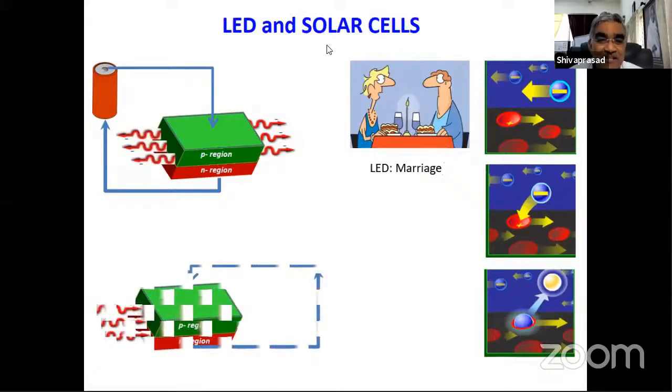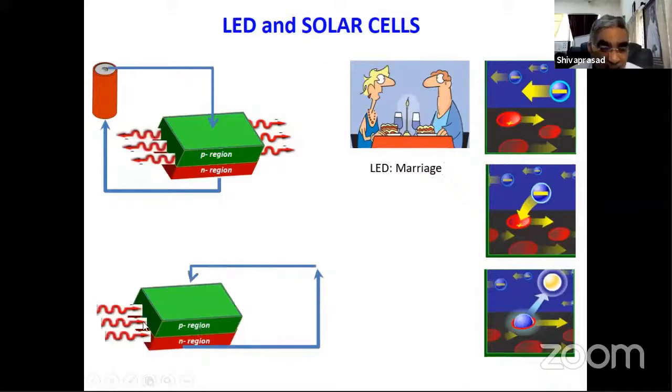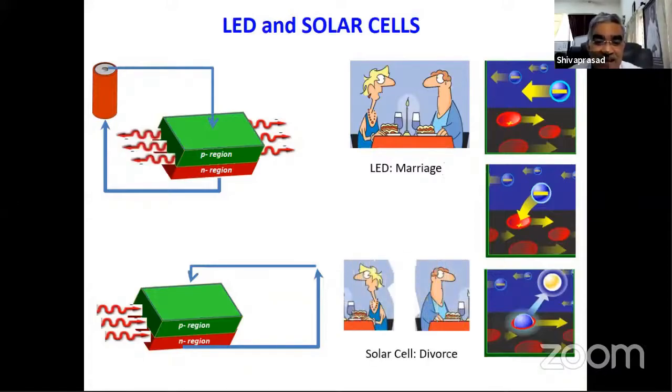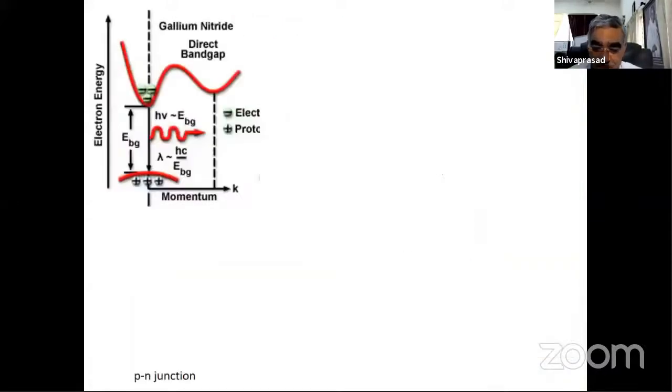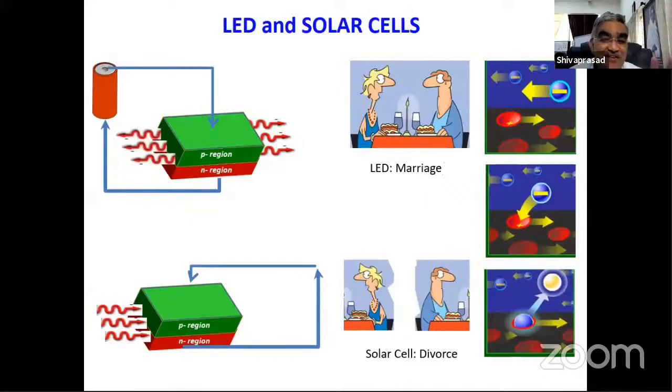So now you see, look at this material. Now this is that indirect band gap semiconductor. Now the light strikes and the current flows in this material. That means reverse of this. The electron and holes were sitting together. I separate them with excitation and I pull them out in different opposite directions. So then I get the current. And so this is a case of divorce.